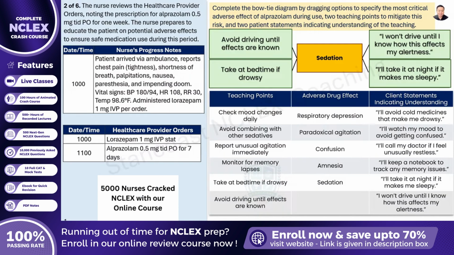Now, if you selected, I'll call my doctor if I feel unusually restless, this also misses the priority because this refers to paradoxical agitation, which is a rare and unpredictable reaction wherein the drug causes anxiety or hyperactivity instead of calming. So this one kind of sounds responsible, but it shows the patient did not absorb the main safety teaching about sedation and activity modification. This is also a good thing to report about the adverse effect, but it isn't the one to lead with during the routine teaching for a low-dose outpatient prescription.